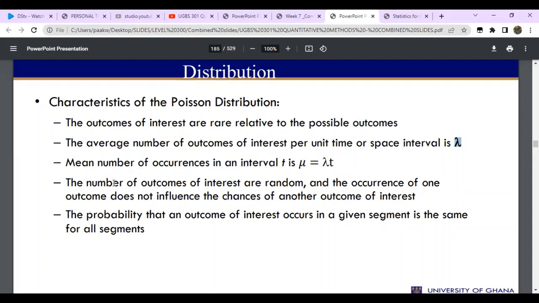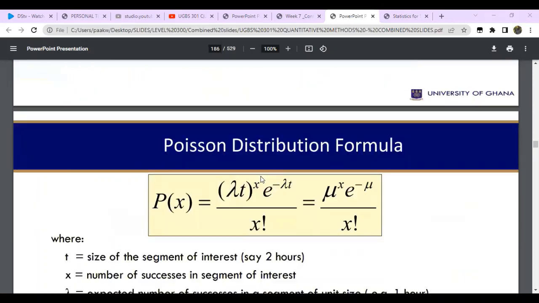T. All right. So the number of outcomes of interest are random, and the occurrence of one outcome does not influence the chances of another outcome of interest. So it's more like mutually exclusive. You get it? The probability that an outcome of interest occurs in a given segment is the same for all segments, right? So with this one, we are just reading the characteristics. We move on to the working soon.